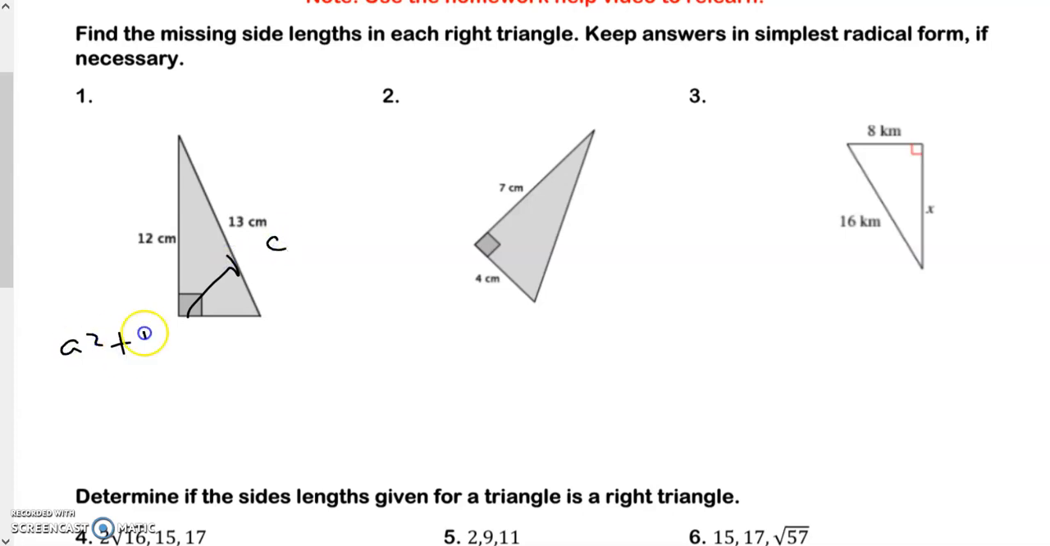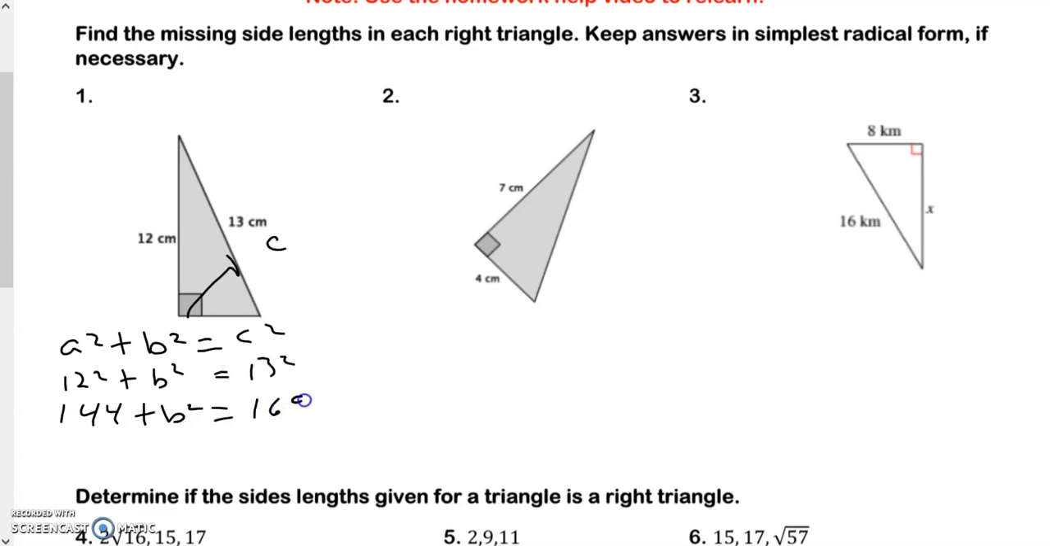My formula is a squared plus b squared equals c squared. Once I've determined what c is, I put that in, and then I don't really care which one is a or which one is b. And so I'm just going to make 12 a, then 12 times 12 is 144, plus b squared, and 13 times 13 is 169. Then you're going to subtract 144 from both sides. And when you do, you get b squared equals 25. Then you're going to take the square root, and b equals 5 centimeters.